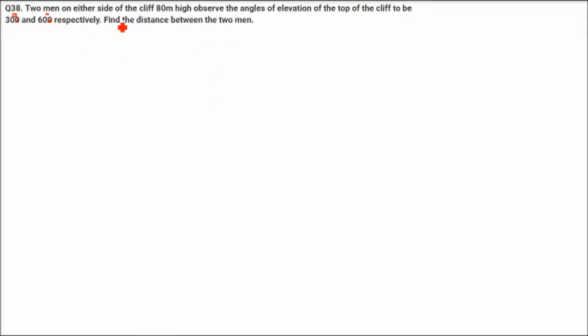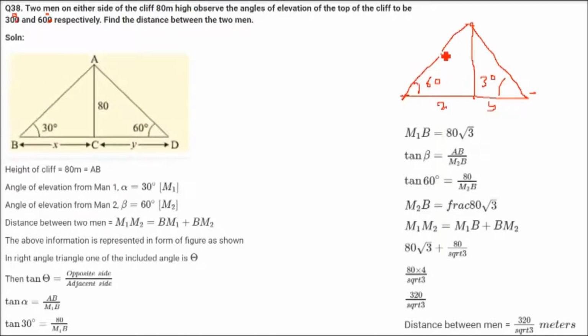Now the question here is two men on either side of a cliff. So there is a cliff which is 80 meter high, and two men are on either side of the cliff, that is here and here, and one sees it to be 60 degree and one sees it to be 30 degree angle of elevation. Find the distance between two men. So let us take this as x and this as y. Because the height is given as 80, first we'll find out x and then y, and then we'll add it. So I'm taking this triangle now.